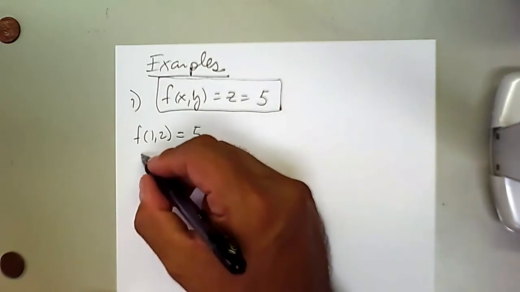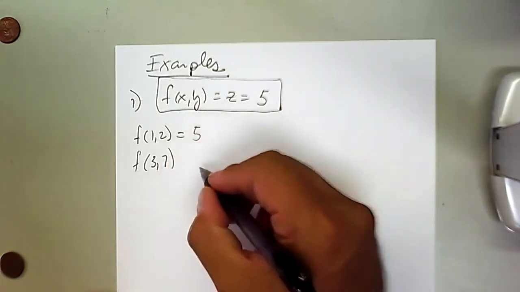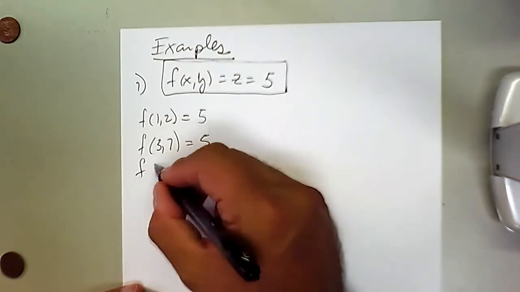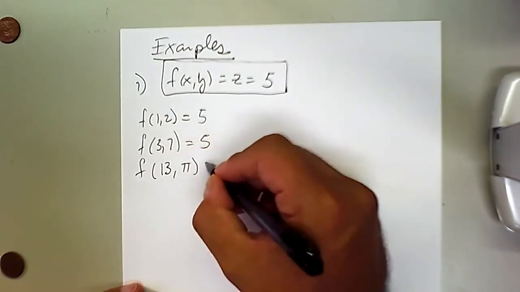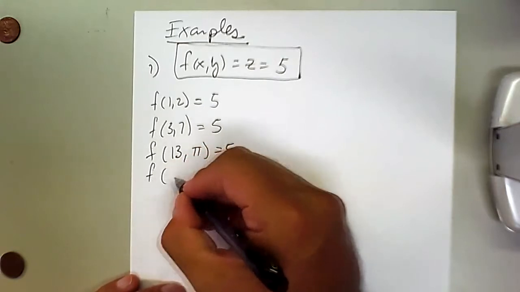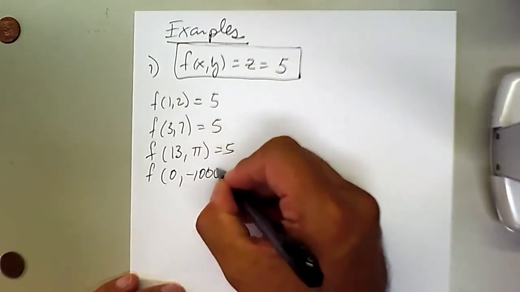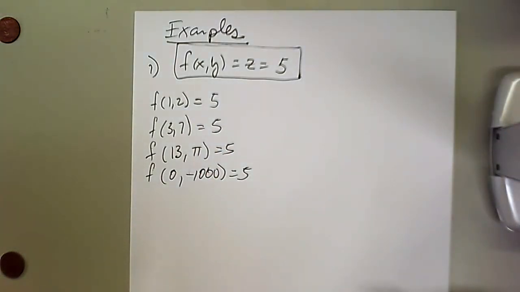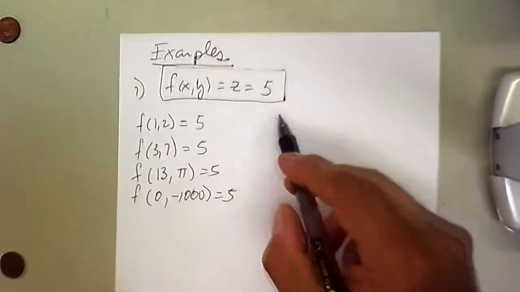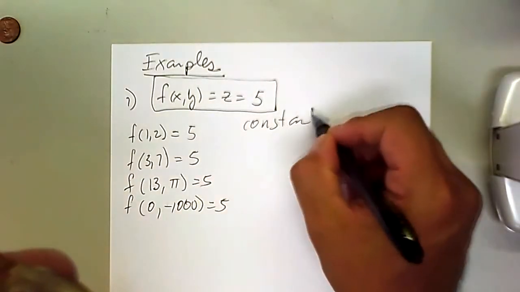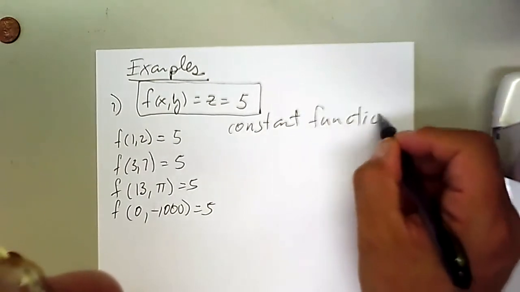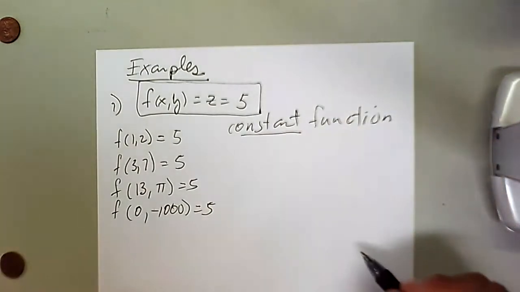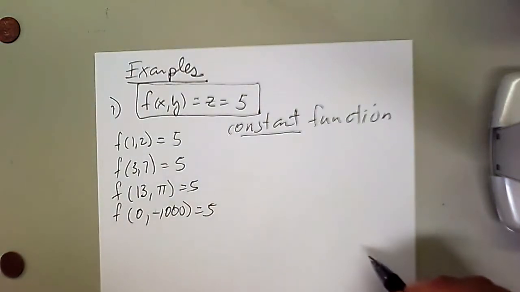So if this is given as the initial function, the output is going to be 5, because that's what it says here. F of (3, 7) is going to be 5. F of (13, pi), the output is going to be 5. F of (0, -1000), the output is going to be 5. So no matter what the input is, as a pair or as individuals, the output is going to be 5. So that is the constant function, because no matter what the input is, you get the same constant output, which in this case is 5.